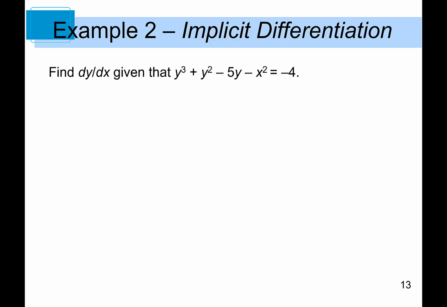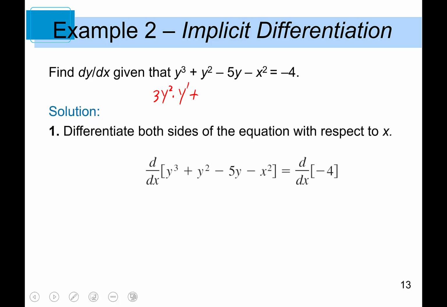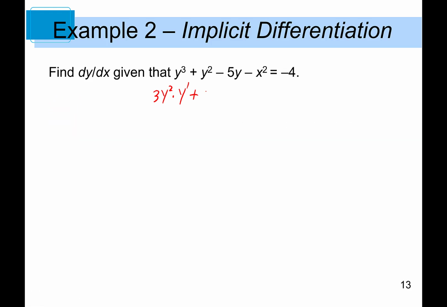Okay, so let's take a look at this particular implicit function. So now let's use the implicit differentiation technique to solve it. We'll find the derivative given that y cubed plus y squared minus 5y minus x squared equals -4. So we know that for y cubed, we apply the chain rule, right? So it's 3y squared times y prime. For y squared, we get 2y times y prime.